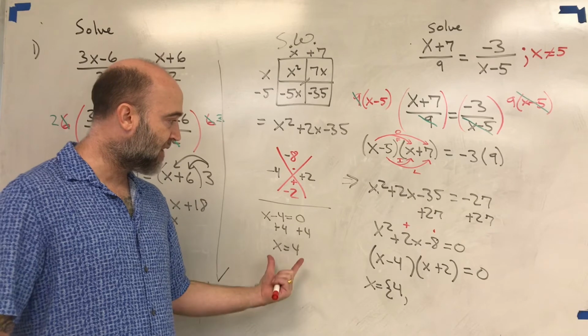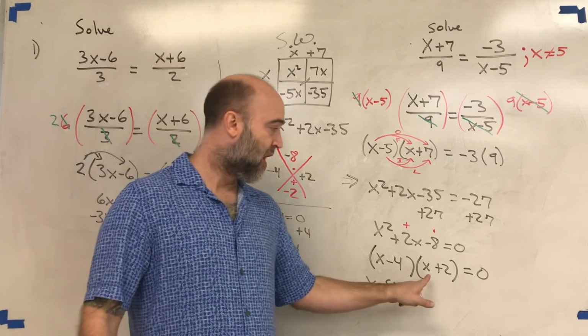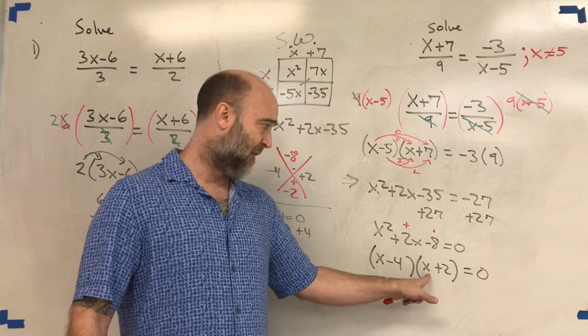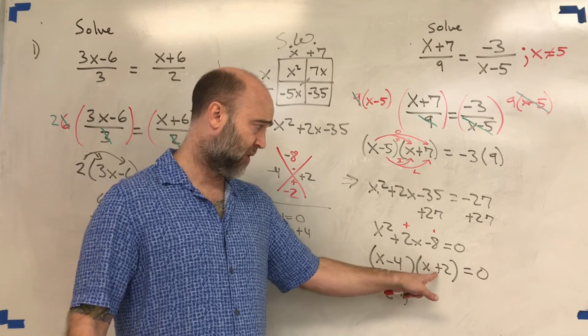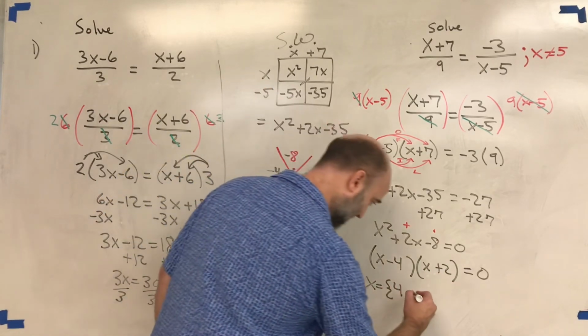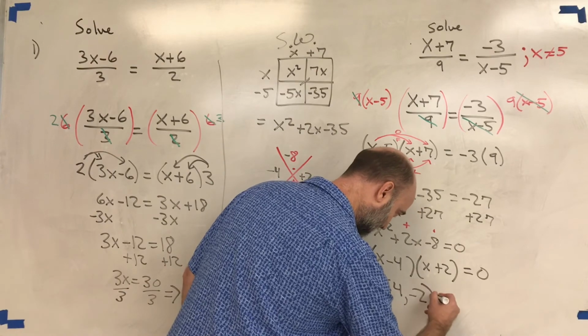Hopefully you can see it, otherwise you can do the same structure, let it equal 0. Hopefully you can see negative 2. If I put negative 2 in here, negative 2 plus 2, that makes 0. That's my other x value.